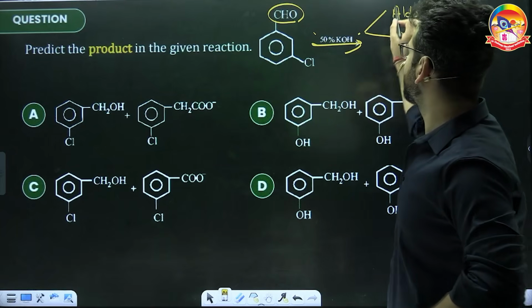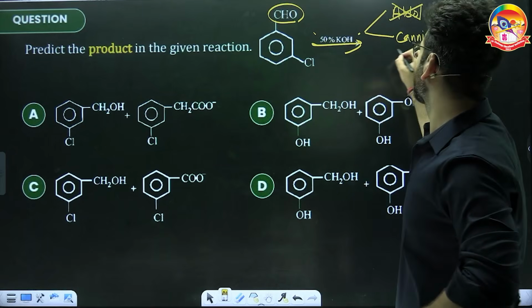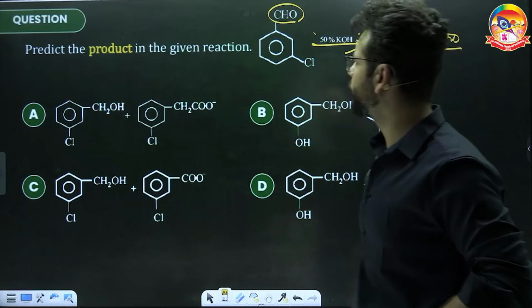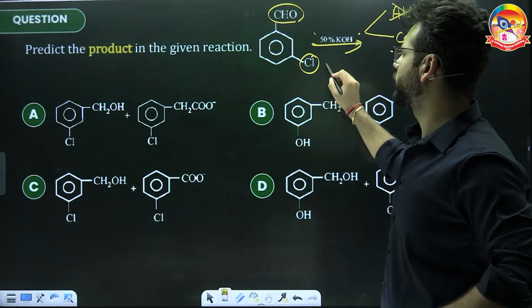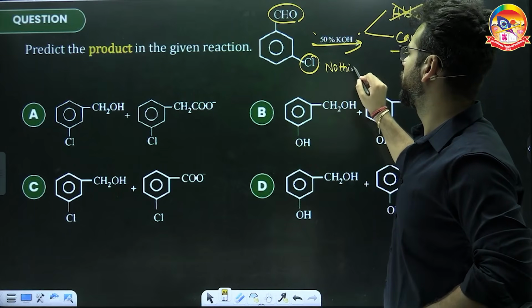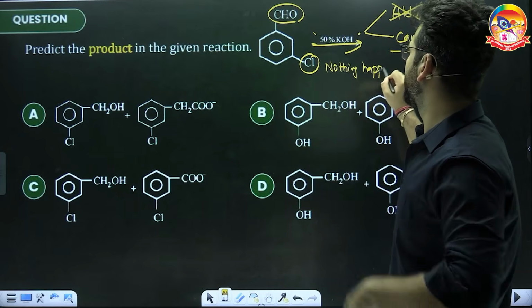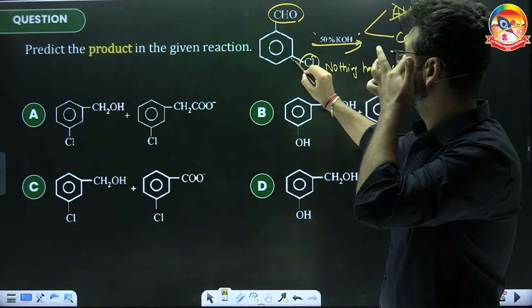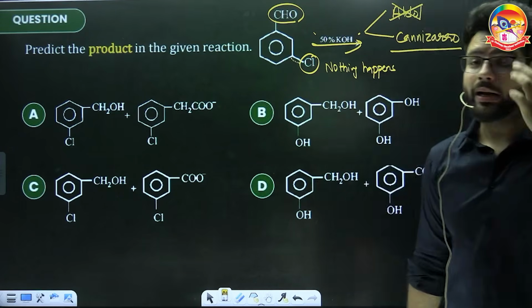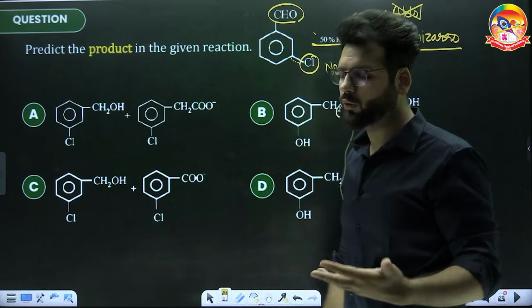Aldol is not a possibility here because there is no alpha hydrogen. So it has to be a Cannizzaro reaction, which is self-reduction, self-oxidation. Nothing will happen to chlorine, because we know that there is a partial double bond character here. So aryl halides are not reactive towards KOH in general.